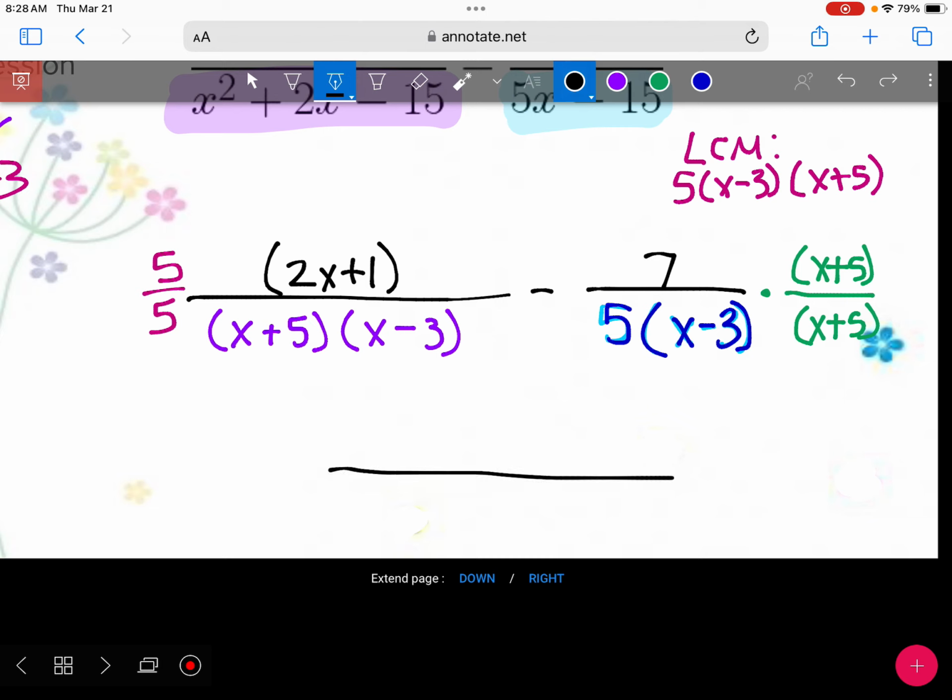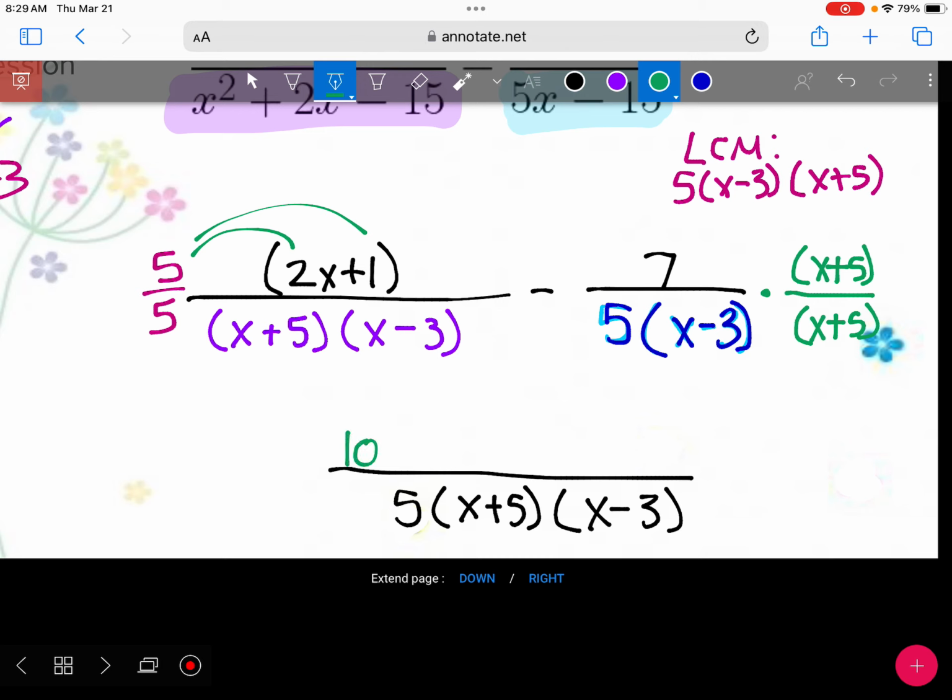That's going to give me my common denominator of 5, x plus 5, x minus 3. And we're going to do these multiplications. We're going to do this distribution so that we can simplify things. So I'm going to take my 5 times my 2x and my 1. So we're going to have 10x plus 5 from my left fraction.